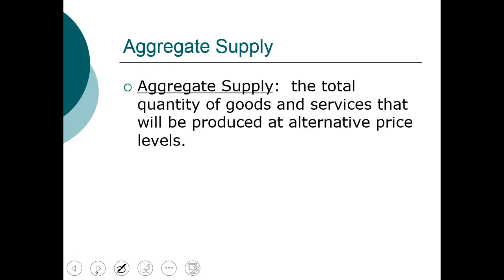Aggregate supply. What is the aggregate supply? It mirrors the aggregate demand, but it's talking about the supply side. It is the total quantity of goods and services that will be produced at alternative price levels. So the aggregate demand and the aggregate supply is a relationship. With aggregate demand, it's a relationship between the total amount of demand in an economy at different price levels. The aggregate supply is the total amount of supply that is willing to be produced at different price levels. It again is a relationship.